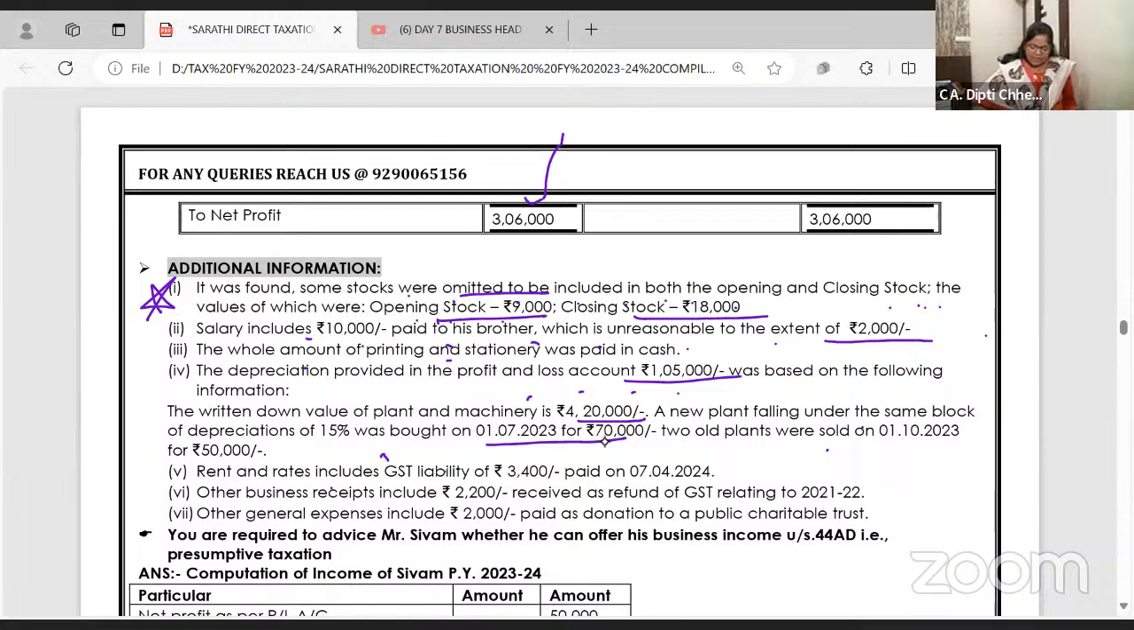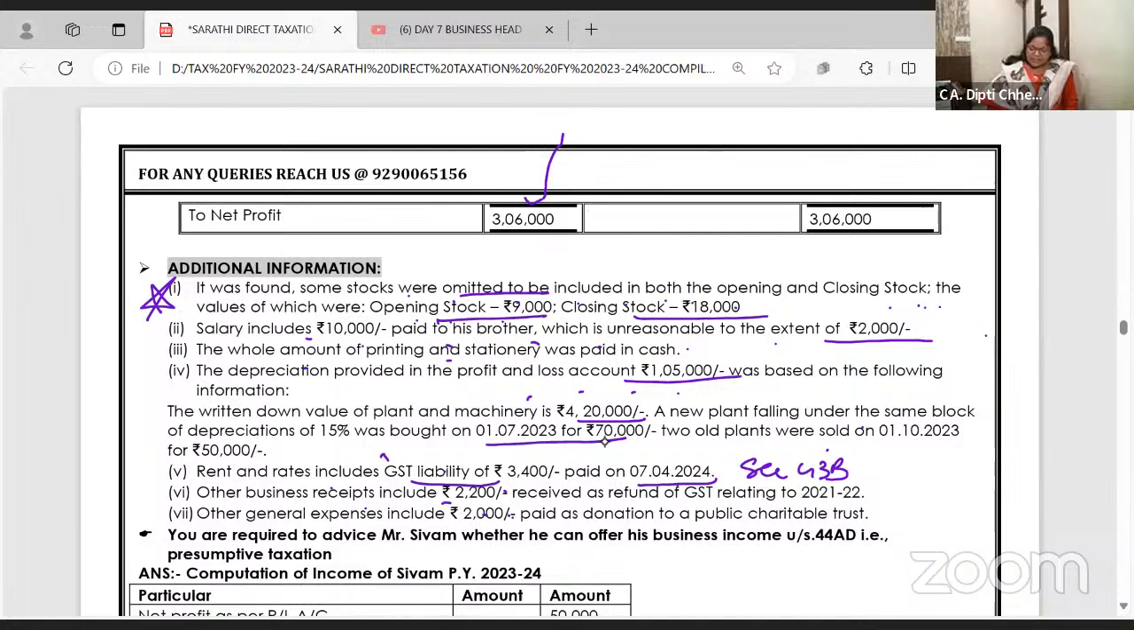Rent and rates include GST liability. Yeah, 7th of April. Allowed. GST if it is outstanding. See, which section is relevant here? Section 43B. If income tax, GST, all this was outstanding and then paid in April before the due date of filing the return, yes, it's allowed.